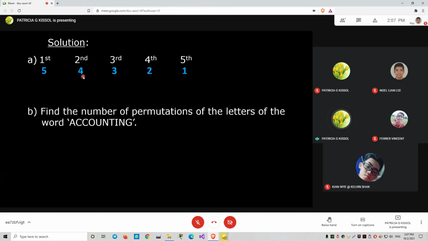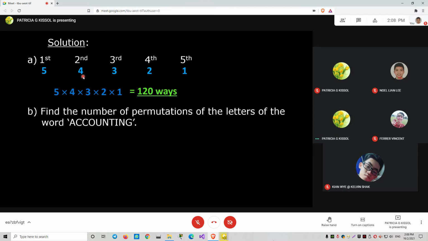So in order to find out how many ways you can arrange the positions first, second, third, fourth, and fifth, you just have to multiply all these values, and that would give you 120 ways. And that is how you solve it. Did you get the same answer, everyone?